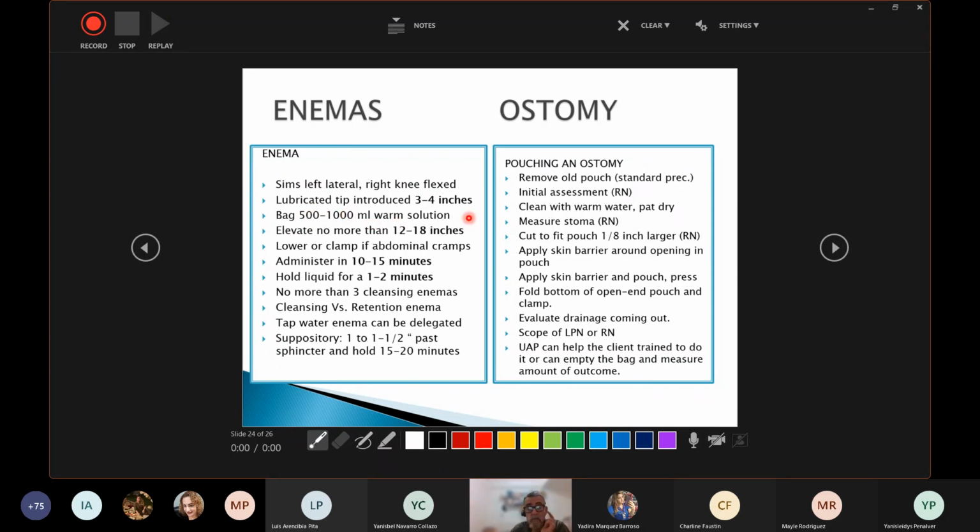Don't introduce it too cold because it's going to be painful. This is another detail: how much you elevate the bag. The client is resting in Sims position, and you need to have the bag higher than the patient, so by gravity, the liquid is entering the colon.